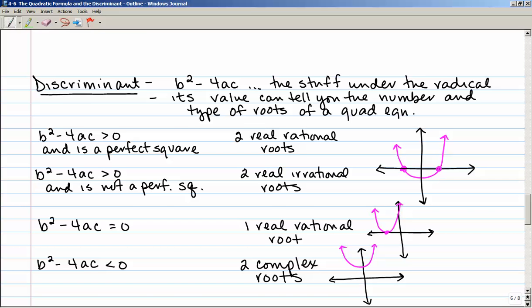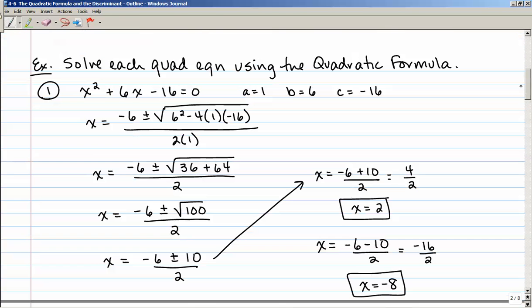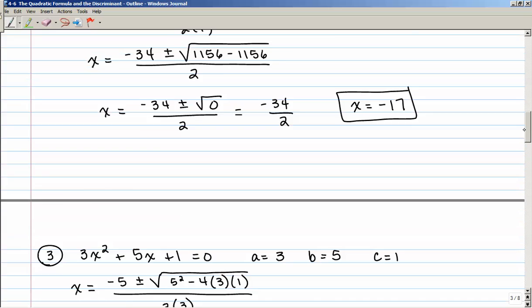So, for example, if the discriminant is greater than 0, if it's a positive number, and it's a perfect square. So if b squared minus 4ac is greater than 0, and it's a perfect square, we're going to have 2 real rational roots. Now this is what we saw in our first example up here. Notice the stuff underneath the radical, the b squared minus 4ac, ended up being 100. That's a perfect square. So we had 2 real rational roots.